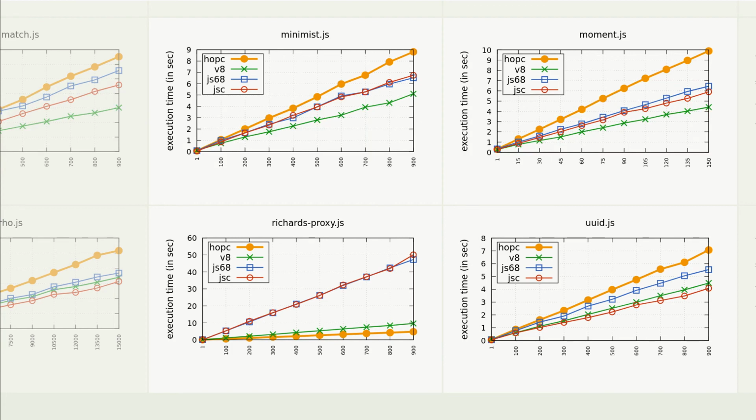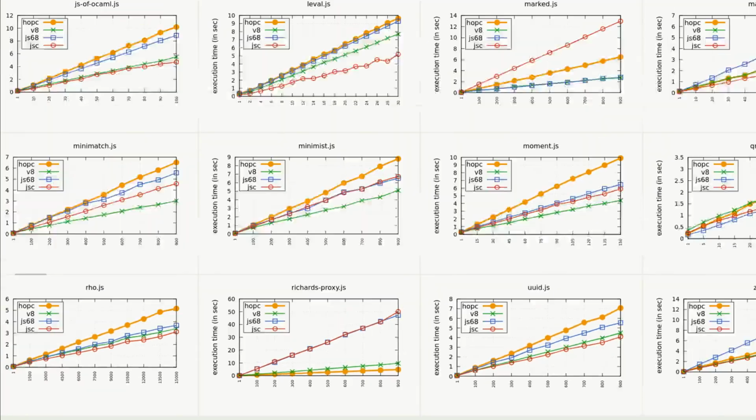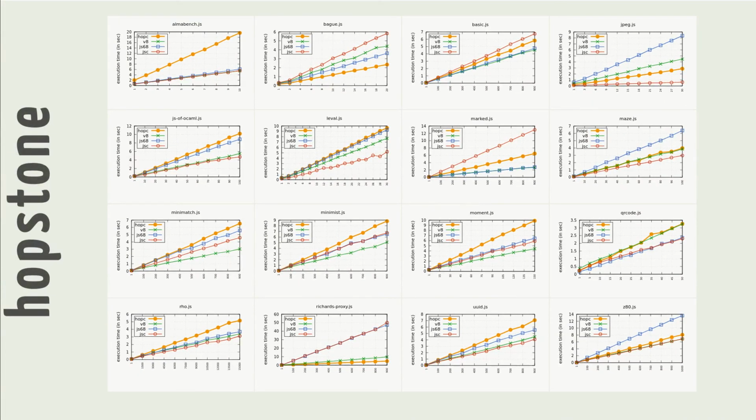Moment is a library for dealing with dates. For these operations, hop.js rests on POSIX functions that rely on sets. This is not competitive with a native implementation. Richards proxy is the only test that uses proxy objects. This test shows that hop.js is competitive even for tests that use high-level JavaScript features. UUID uses exceptions. The hop.js implementation that rests on setjmp and longjmp is not as fast as the compared JIT compilers. The paper contains analyses of the other tests.